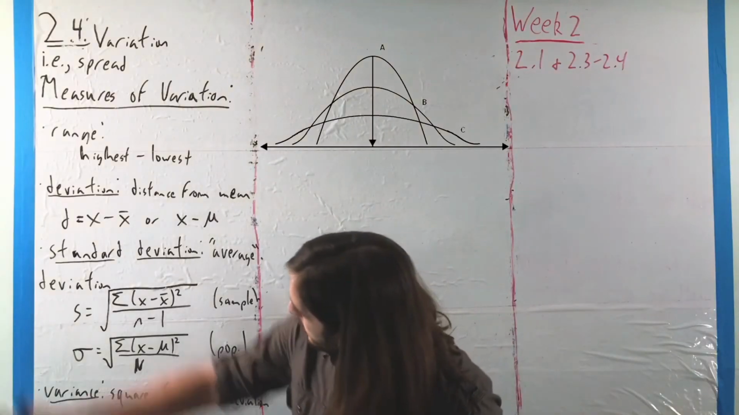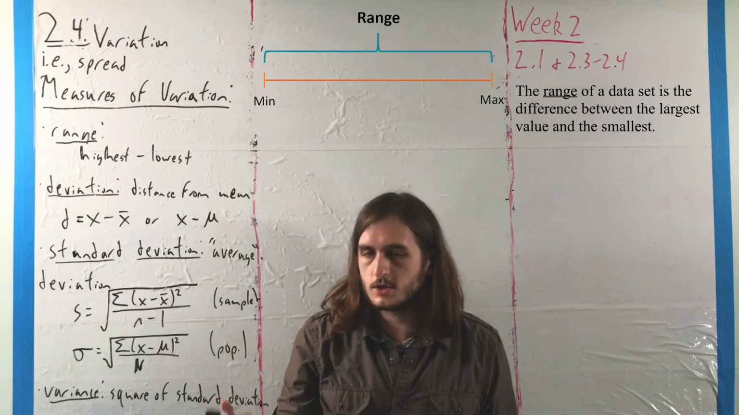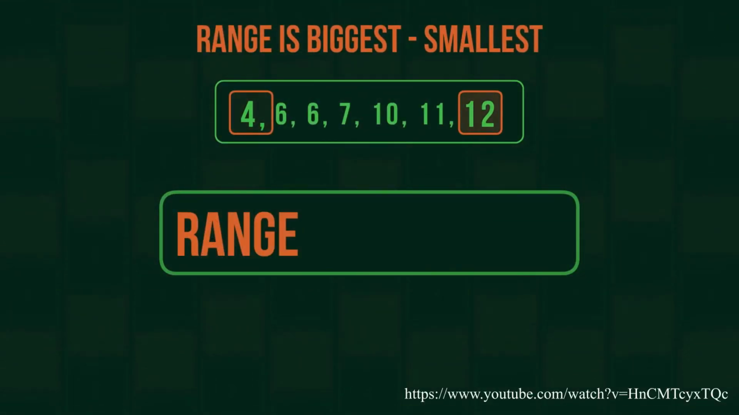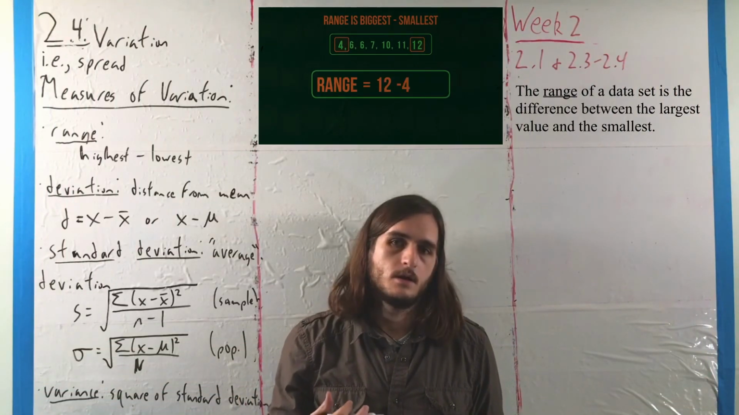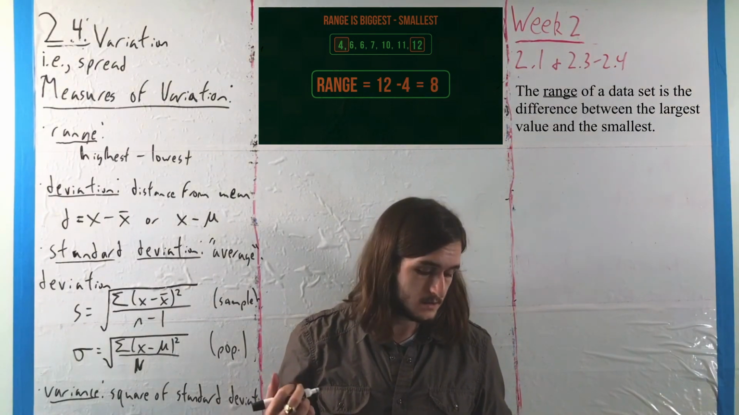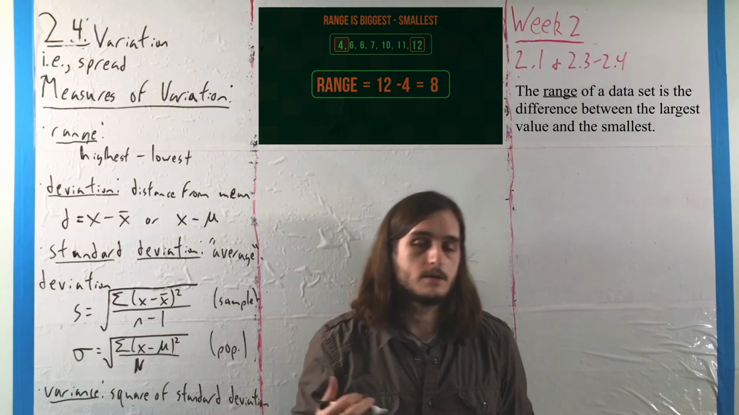Where the first one we have is the range. And we already talked about the range. It's just the highest value minus the lowest value. It's not a very interesting computation, but it can tell us something quickly about the spread of our data. That, for example, looking at the batteries, battery 1 has a highest value of 24 and a lowest of 4.